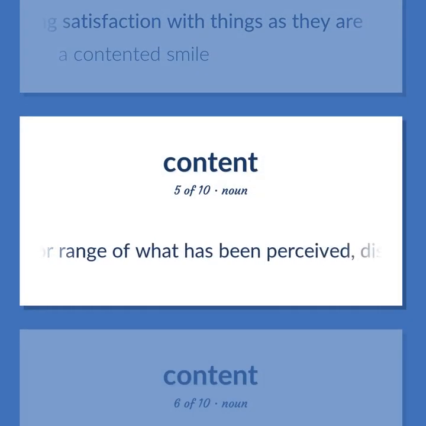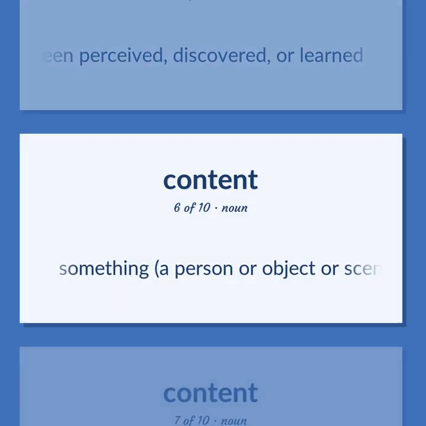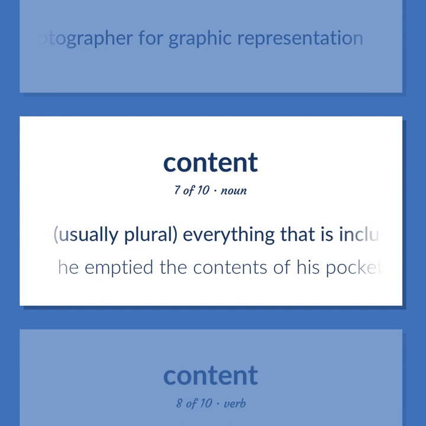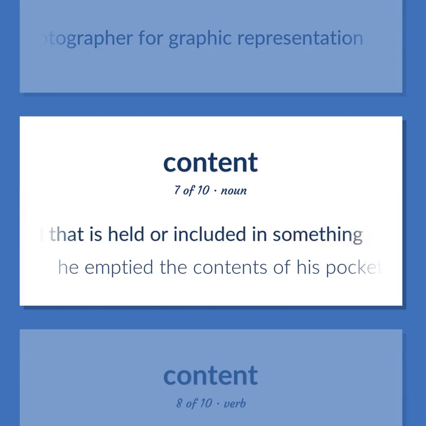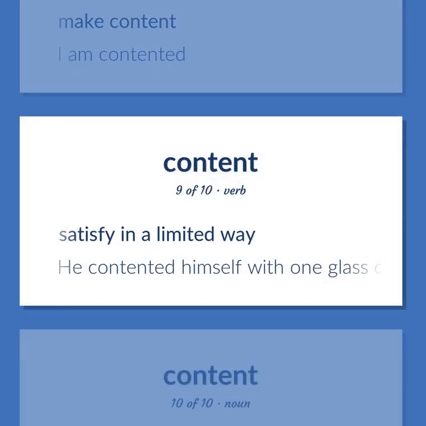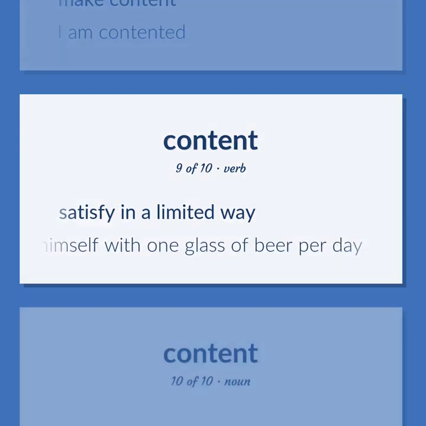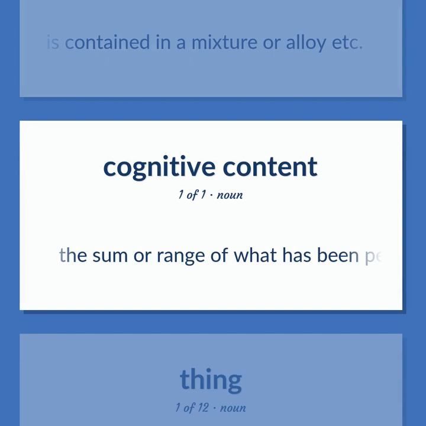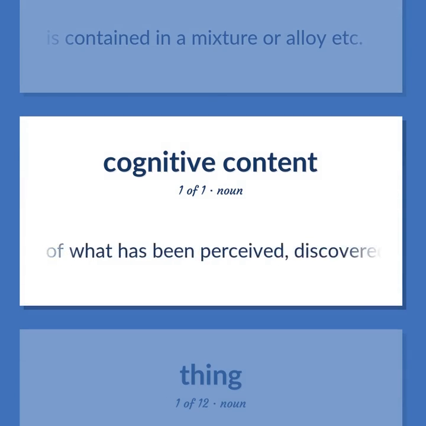The sum or range of what has been perceived, discovered, or learned. Something, a person or object or scene, selected by an artist or photographer for graphic representation. Usually plural, everything that is included in a collection and that is held or included in something. He emptied the contents of his pockets. Make content. I am contented. Satisfy in a limited way. He contented himself with one glass of beer per day. The proportion of a substance that is contained in a mixture or alloy, etc.